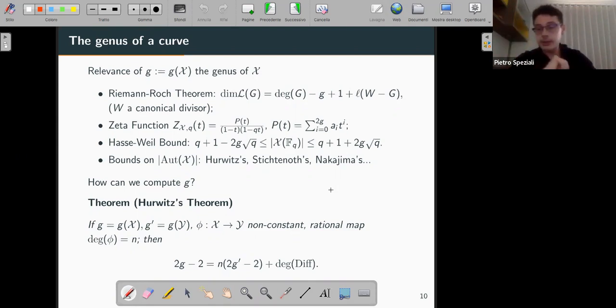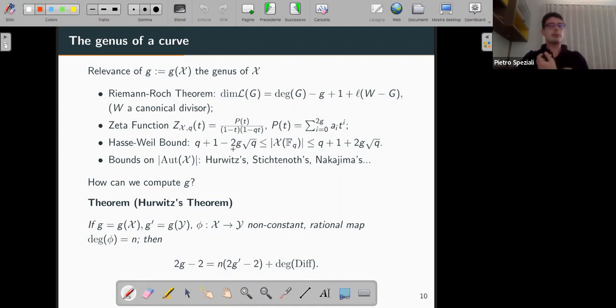As a consequence of this, we have the famous Hasse-Weil bound on the number of F_q-rational points of a curve. So X(F_q) is the number of F_q-rational points of a curve X, and it is upper bounded by q + 1 + 2g√q, and lower bounded by q + 1 - 2g√q. And of course, as it happens in characteristic 0, we have a lot of bounds on the size of the automorphism group depending on the genus.